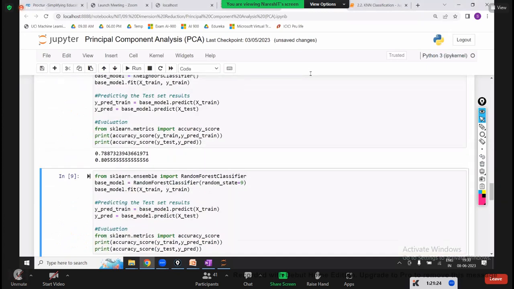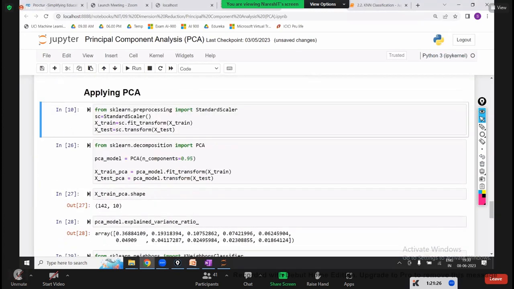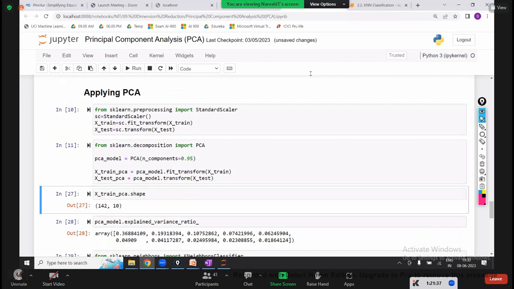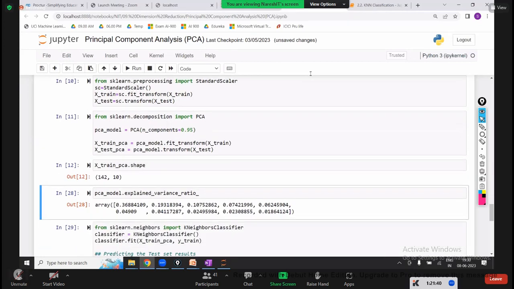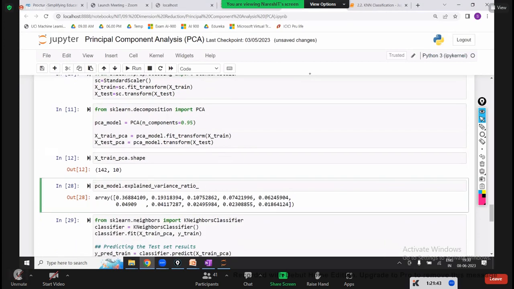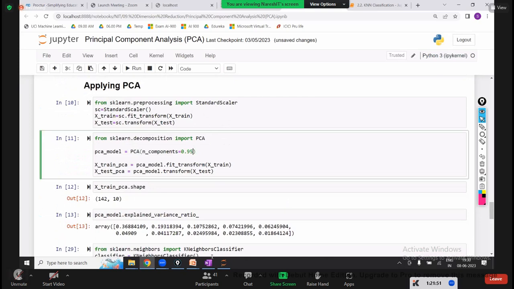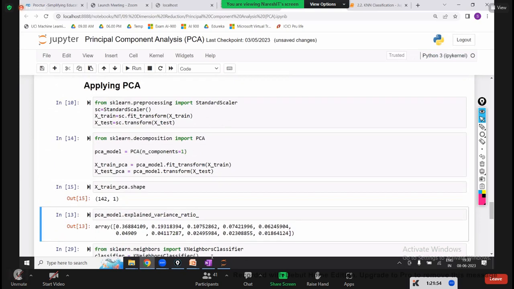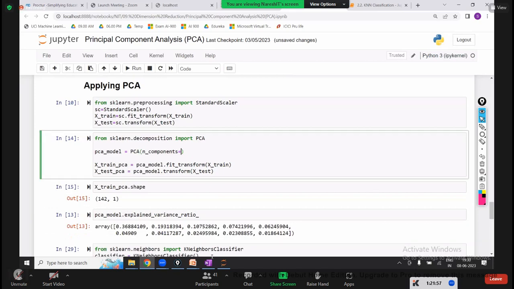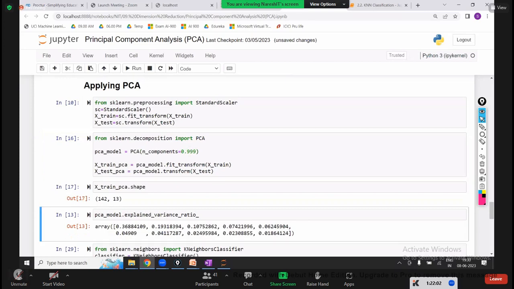By applying the PCA, first I'm going to do the standardization. After applying the standardization, here I'm writing 0.95. 95 means which contributes the 95%. Now I'm going to get only 10 columns as the output. You can see here 10 columns, instead of 13 columns as the input. If you write here 1, now you can see all the 13 columns, which is having 0.99 something.